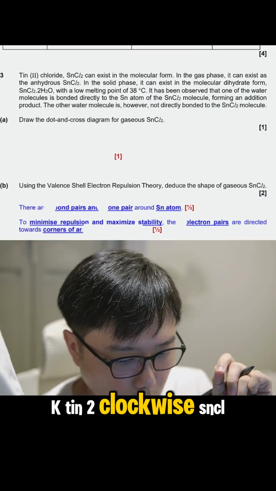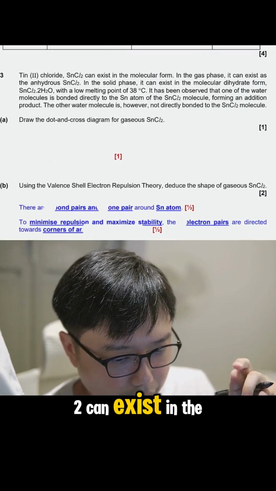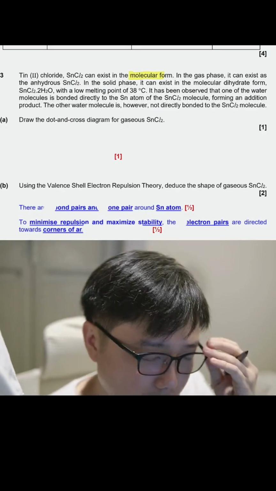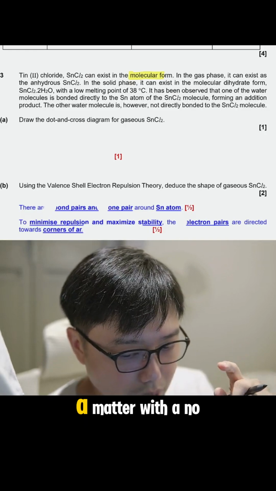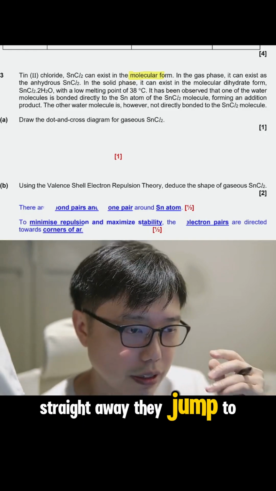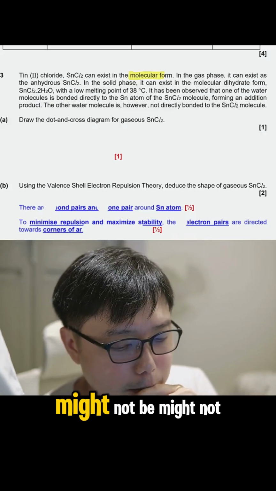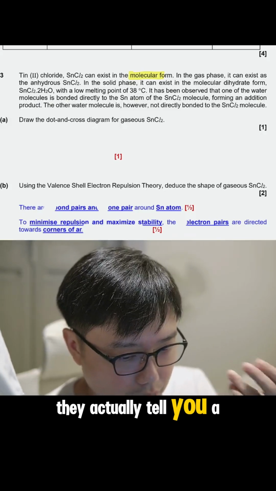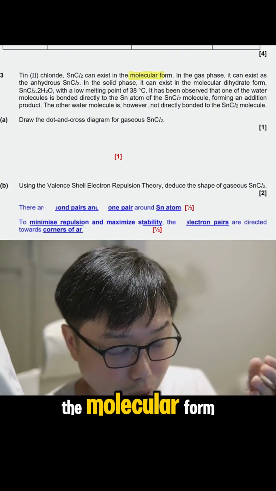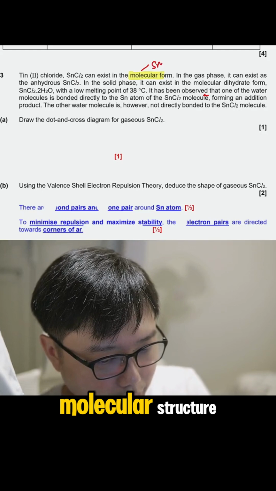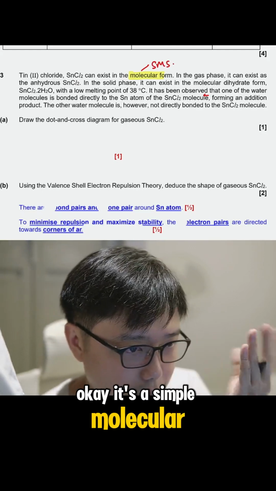Okay, tin(II) chloride, SnCl2, can exist in the molecular form. First thing about this question: sometimes when students see a metal with a non-metal, they jump straight to the conclusion that it must be ionic. It might not be, because this question tells you upfront that it is in the molecular form. So literally they are telling you it is a simple molecular structure.